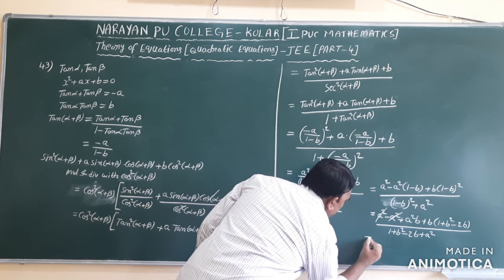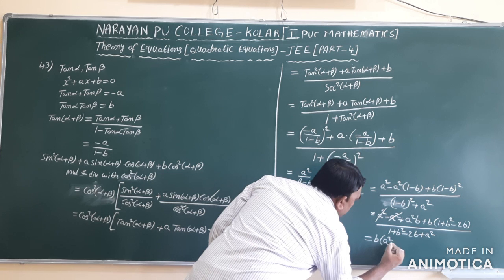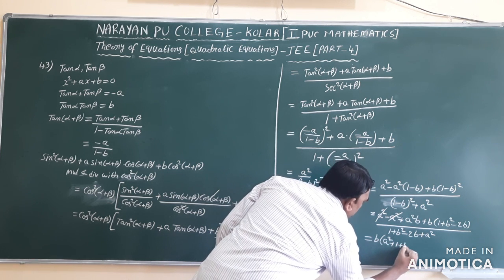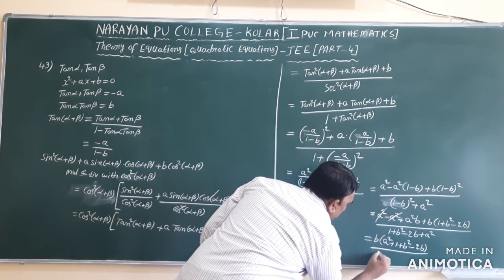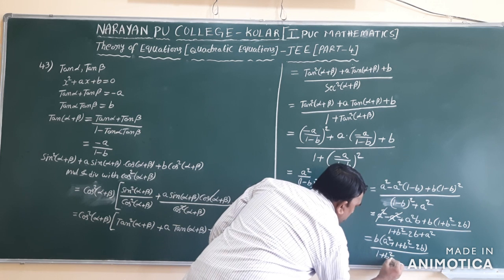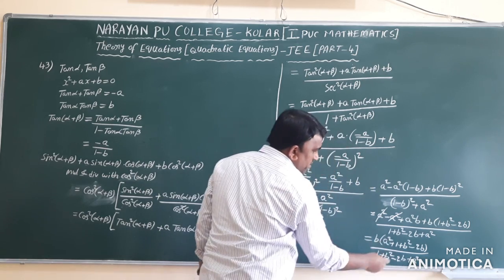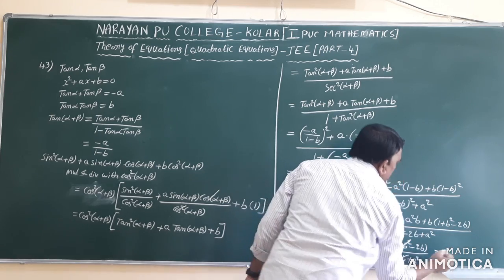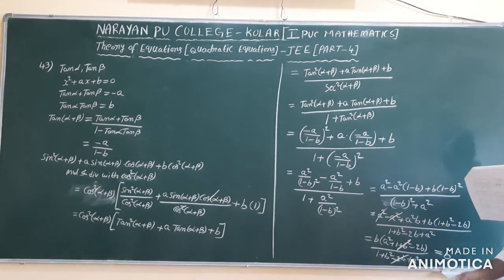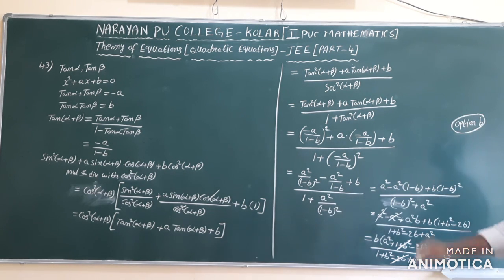Then take b common from these two. b of a square plus 1 plus b square minus 2b by 1 plus b square minus 2b plus a square. Observe these two are the same thing. This will be cancelled, equal to b. So option B is correct one.